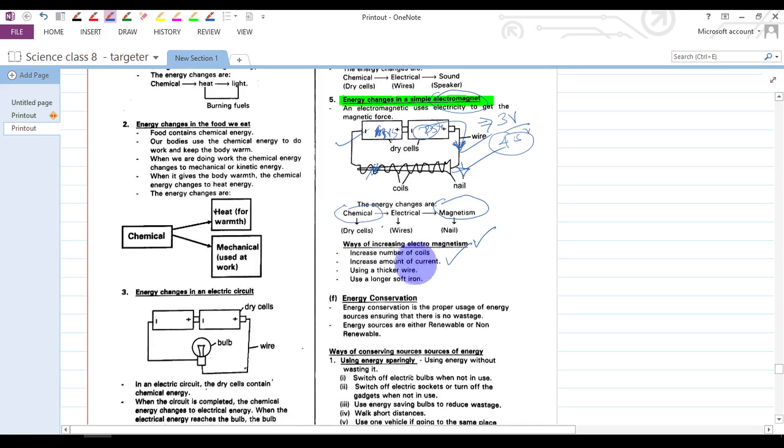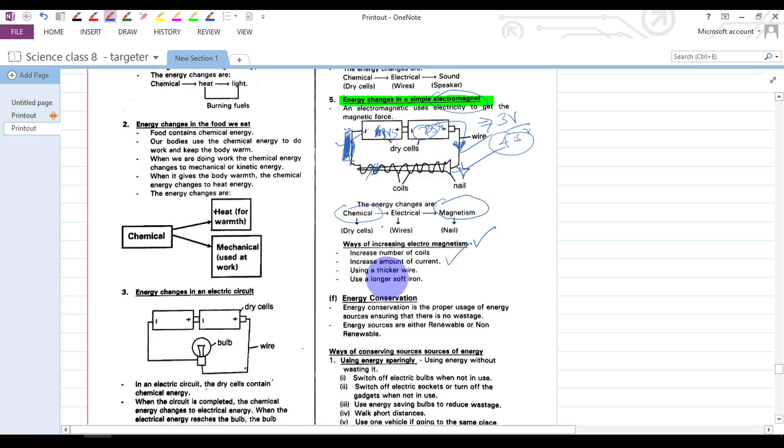Also, we can use thick wire. For instance, if this wire was maybe 10 millimeters thick, and we make it thicker, like for instance 20 millimeters thick, the electromagnet that will be made will be stronger than with the wire of 10 millimeters.